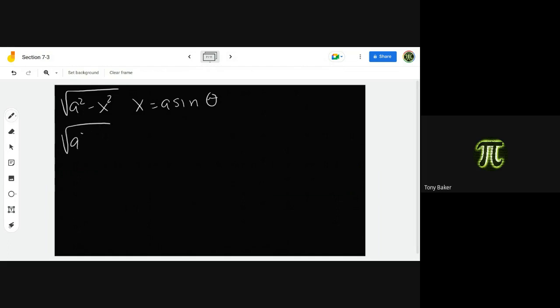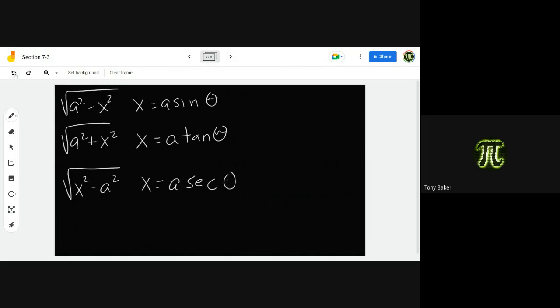If we have a squared plus x squared, x is going to be a tangent theta. And if we have x squared minus a squared, x will be a secant theta.